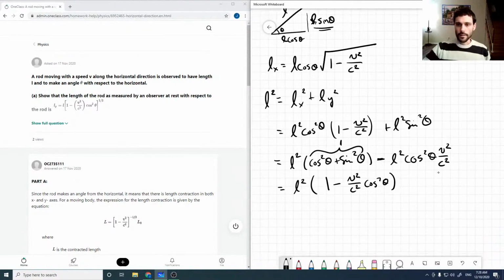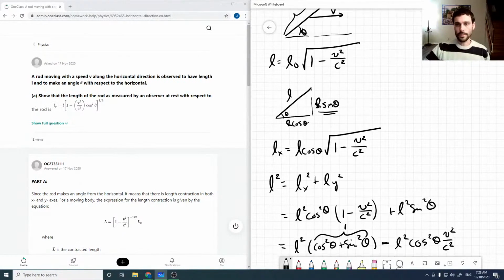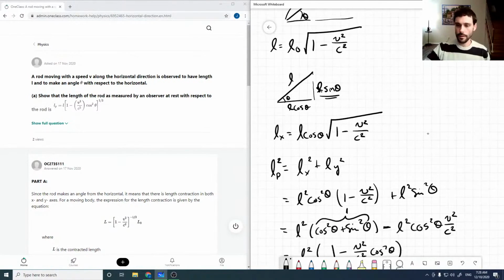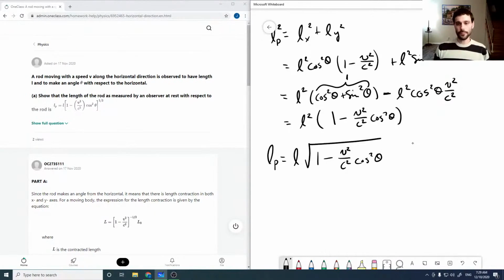And so our length now, I guess I should have called it, in retrospect, LP. That way we can differentiate. So then our LP, taking the square root of both sides, is then L root 1 minus v squared over c squared cos squared theta. And so that was what we were asked to find or show.